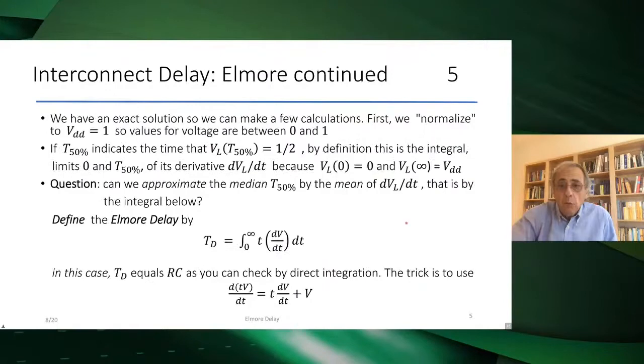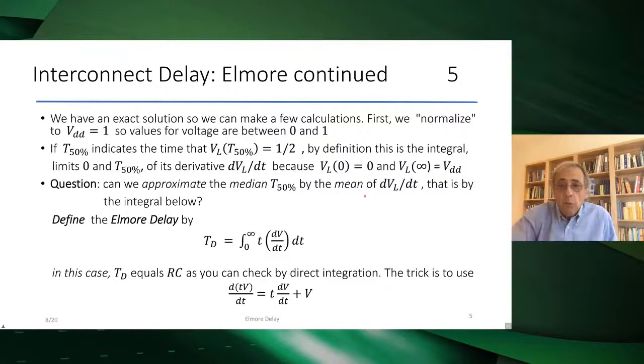And let's do a little bit of analysis here. The first part that we can do is that these are all linear circuits, so let's not keep writing VDD. Let's put it equal to 1. All voltages will be between 0 and 1. The 50% point indicates when the voltage is equal to 1/2. As the initial voltage is 0, this would be the integral of the derivative between 0 and that point.